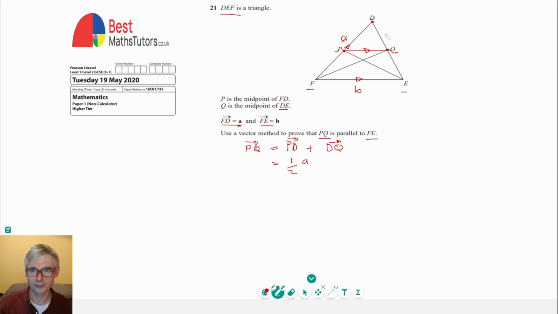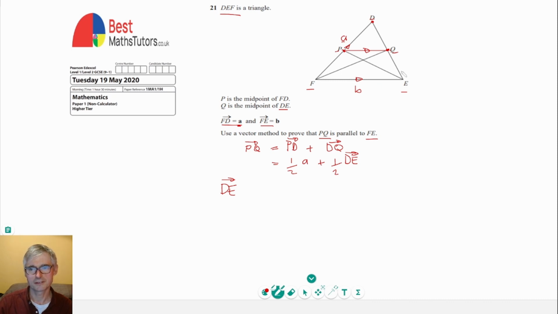Now we don't know that straight away, but we can just simply say that because Q is the midpoint there, we can say that DQ is half of what DE is. So we can say it's plus half of the vector DE. So what I'm going to try and do is find the vector DE before we move on and put it back into this equation for PQ.